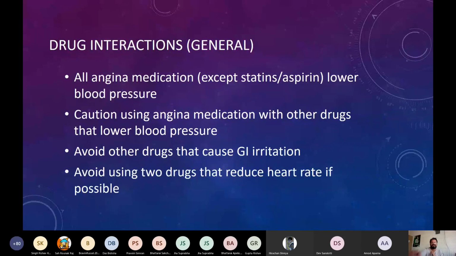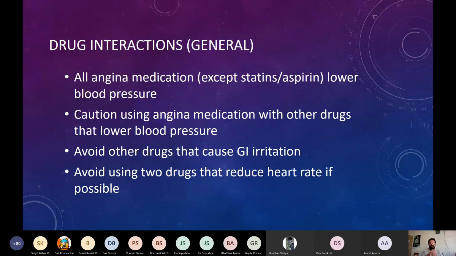Last but not the least, what are the drugs that should not be mixed? Drug interaction. All angina medication, except the statins, aspirin, and fibrinolytics we talked about, lower your BP. Mind it, lowering BP too much will be problematic for the patient. So we have to use these drugs carefully. Use caution with angina medication combined with other drugs that lower the blood pressure.